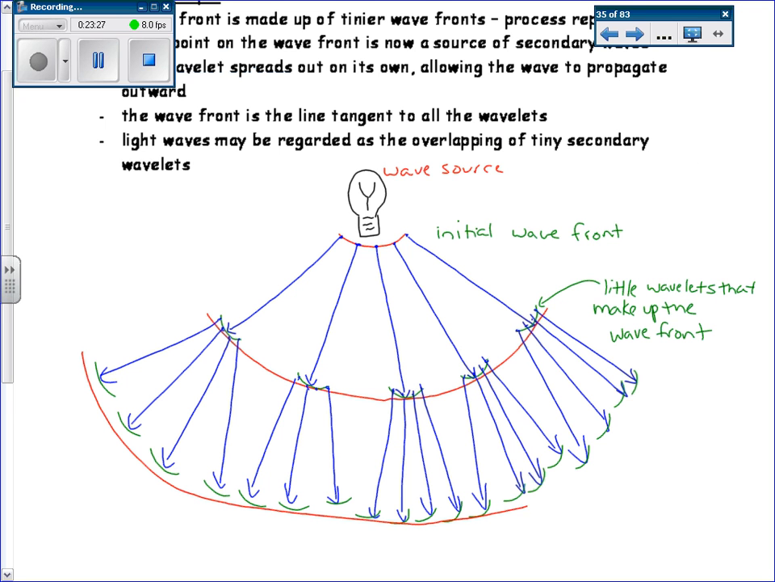So he's not really saying the wave is tiny little particles, but he's saying one big wave can be broken up into a whole bunch of little tiny wavelets. We can think about it as not just one big wave, but as a whole bunch of tiny little wavelets, but they're all still waves.